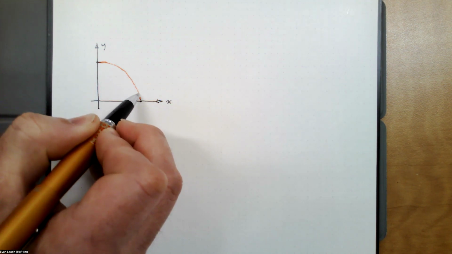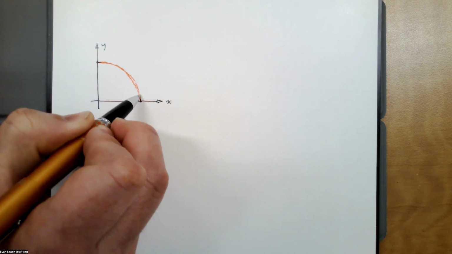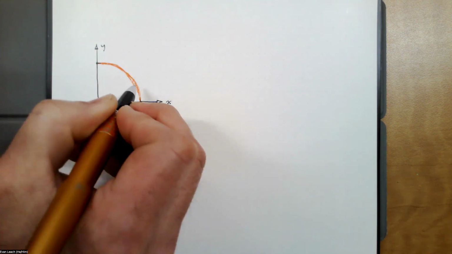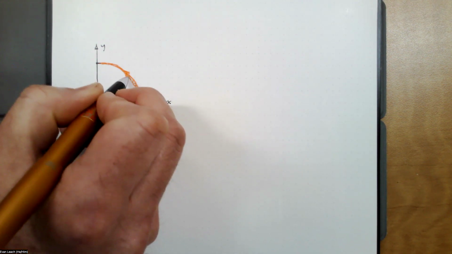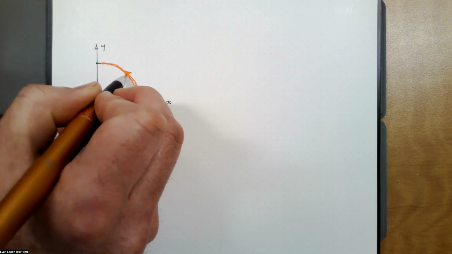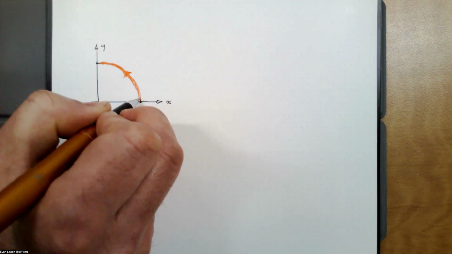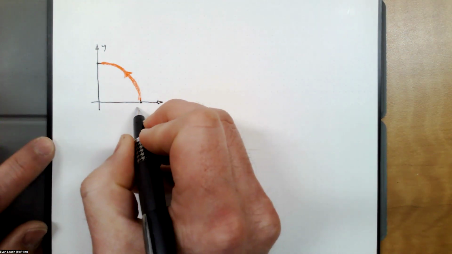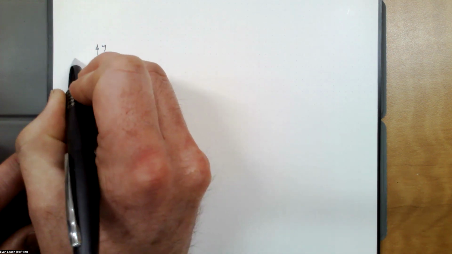So I'm going to try to draw a circle. Not going to be very successful. So I'm just going to be even more sketchy. And then I'm going to draw an arrow to indicate the direction of the curve. So there's the path C from the point 5, 0 to the point 0, 5.